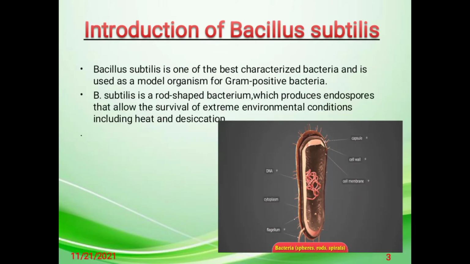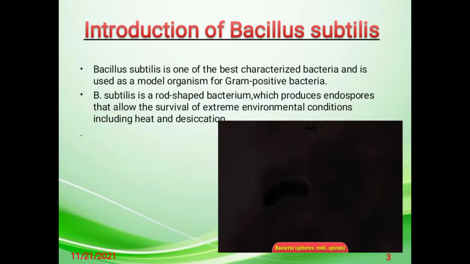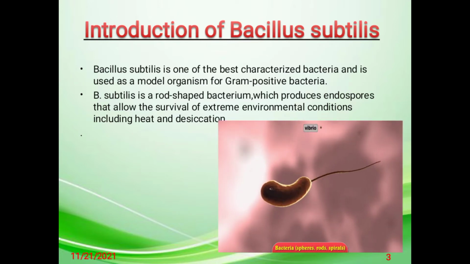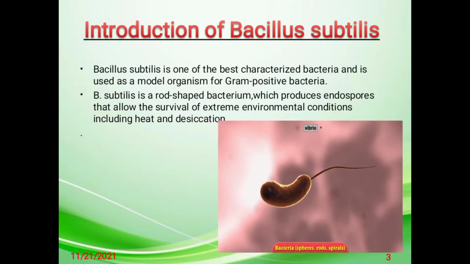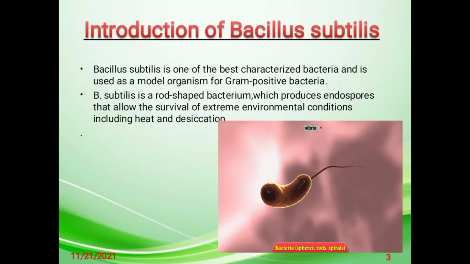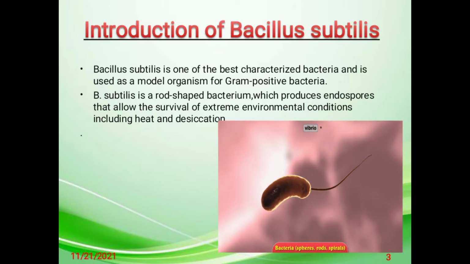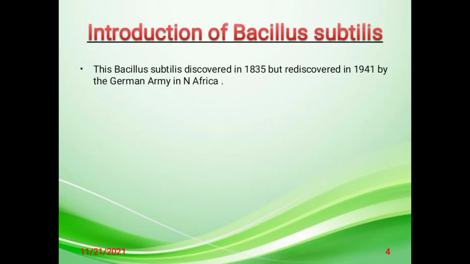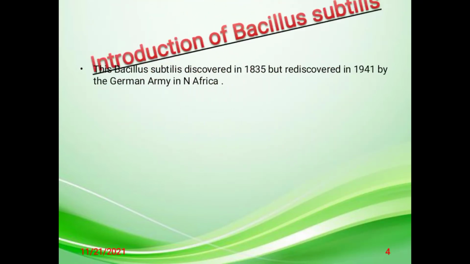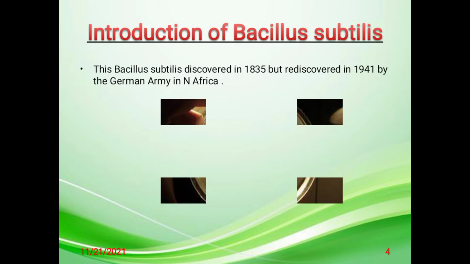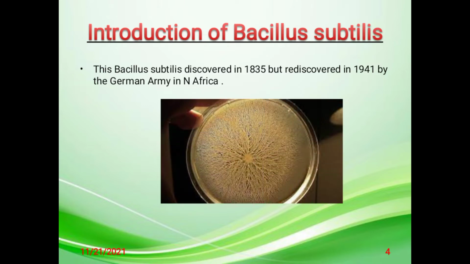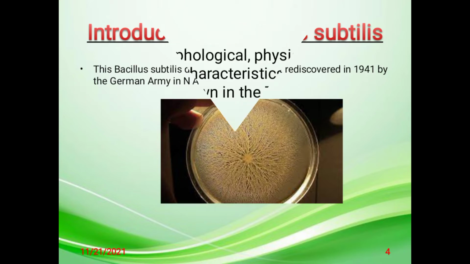Introduction of Bacillus. Bacillus is known as hay bacillus and grass bacillus. This bacillus was discovered by Christian Gottfried Ehrenberg in 1835, but rediscovered in 1941 by the German army in Africa.